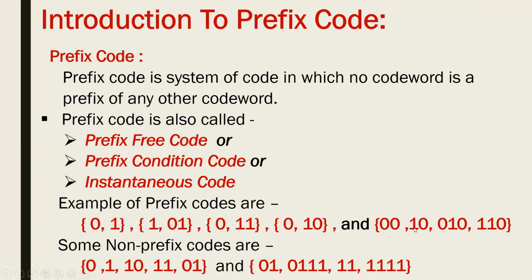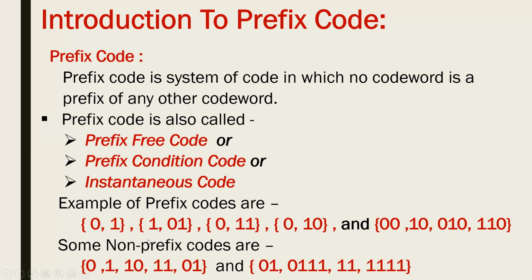But this is 1, 0 and this is 0, 1. Therefore, it is not a prefix of this code. Similarly, 0, 0, 1, 0 are not a prefix of any of the code words, and similarly these two code words are also not a prefix of any other code word. Therefore, all these collections, all these code books or systems, are prefix code systems. Means this system will generate a code which is known as a prefix code.